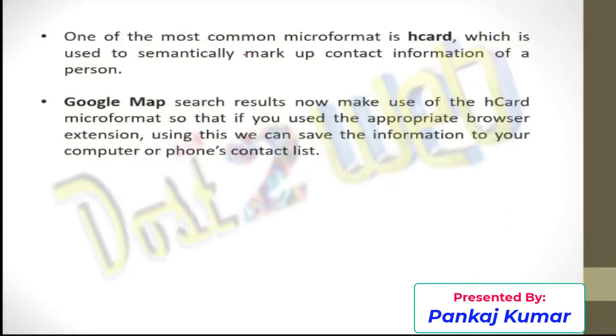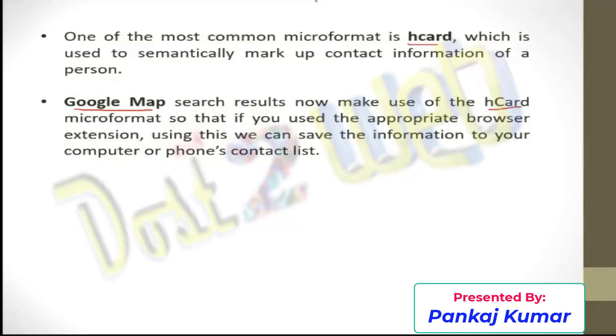One of the most common microformats is hCard, which is used to semantically mark up contact information of a person. Another example, you can see in Google Maps. The search result uses the hCard microformat, so that when you use this with the appropriate browser extension, we can save the information to your computer or phone contact list, right?